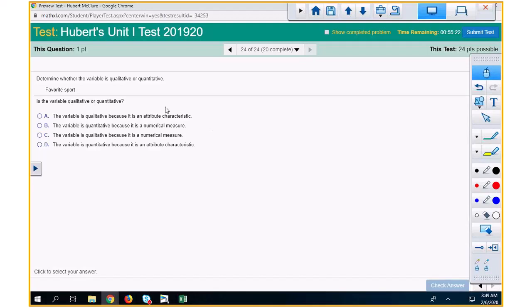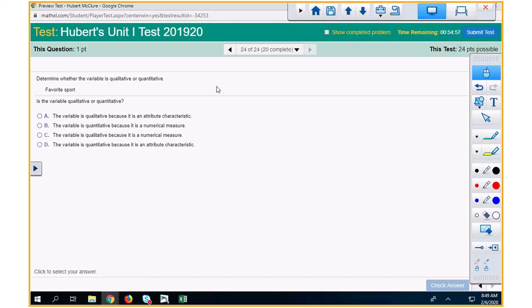Determine whether the variable is qualitative or quantitative. Favorite sport? Qualitative. If you want to know, give me the average of your favorite sport. Always ask that question. Give me the average of your favorite eye color. Give me the average of blonde, brunettes, and redheads. Always ask that question, and you'll know if it's discrete or qualitative or quantitative.